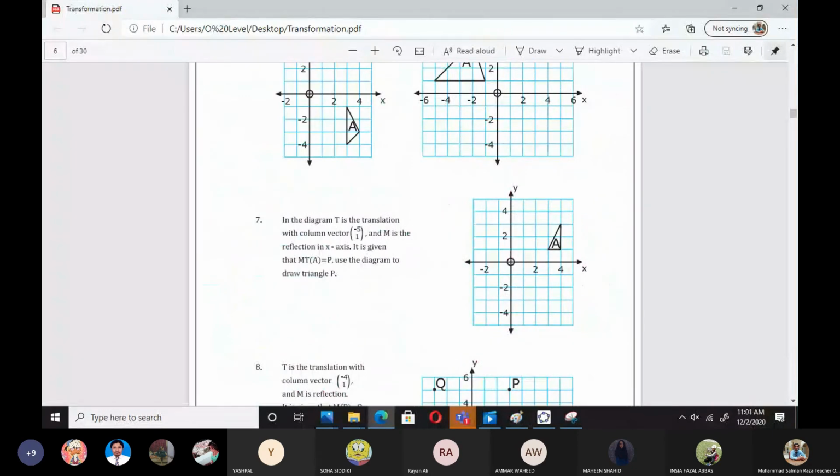Can you see question number 7 now? In the diagram, T is the translation with column vector (5, -5, 1), and M is the reflection in the x-axis. It is given that MT of A is equal to P. It means the translation of A is equal to P. Use the diagram to draw triangle P. So this is a good question.